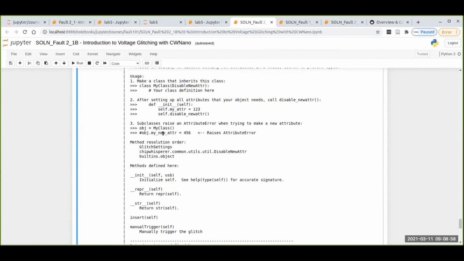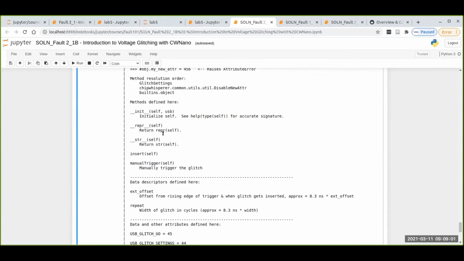Wait, which one were you curious about? Oh, the repeat? Repeat. So here, repeat the width of glitch in cycles also. So we're going to repeat. So how many times are we going to do that? Okay. I think that's wrong.